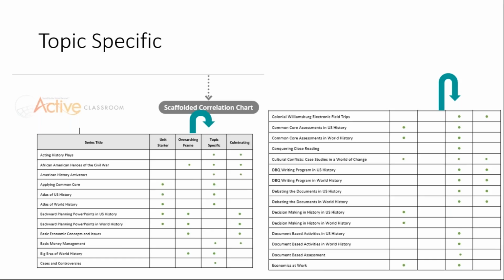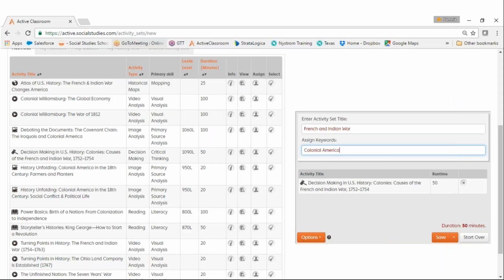Let's see what's available under topic-specific. Well, we see again we have atlases and readings and videos. Okay, so quite a lot here. So let's keep in mind some of these general areas and go back to our search for French and Indian War and see what we can find. Okay, so let's see. Well, we see an atlas there at the beginning. So let's take a look at the atlas and see what it has to offer.